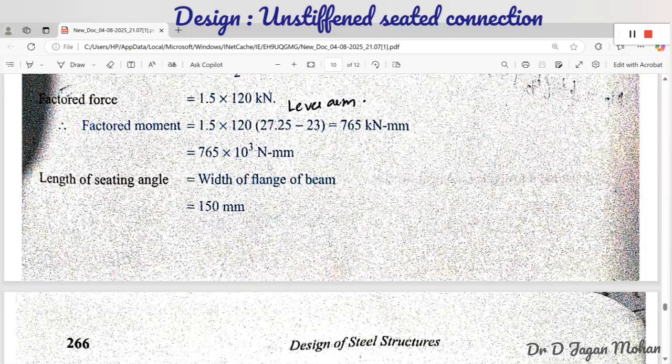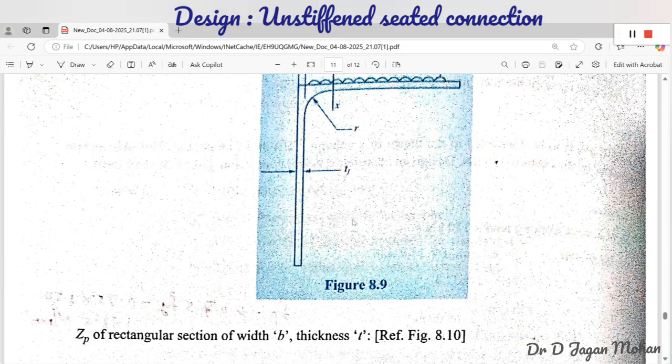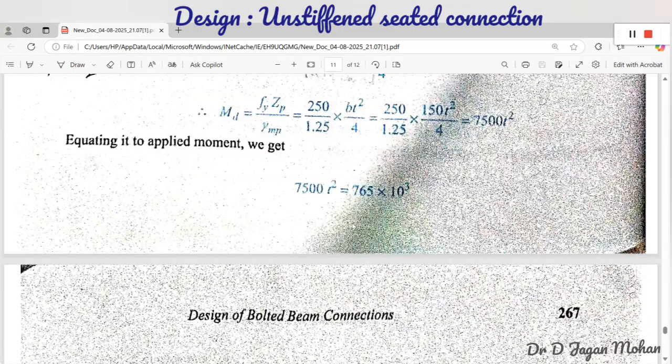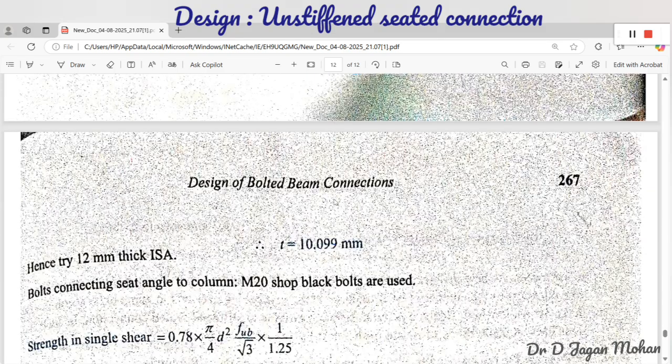765 into 10 power 3 Newton millimeter. So from this equality, find out the T value, the required thickness. So the required thickness is 10.099 mm. So you consider a higher value. 11 will not be available, so you consider 12 mm inner strand angle.